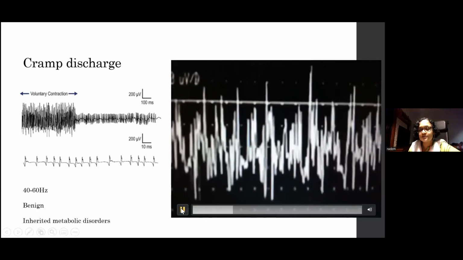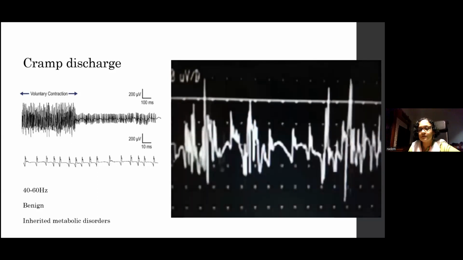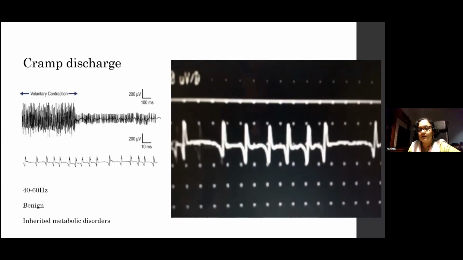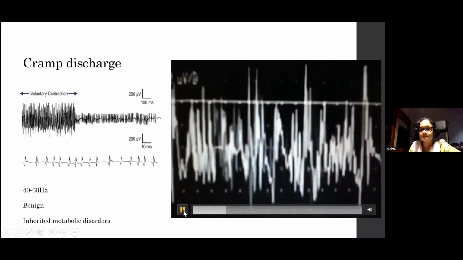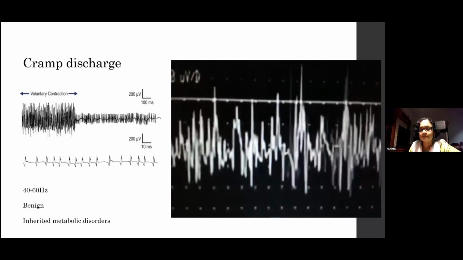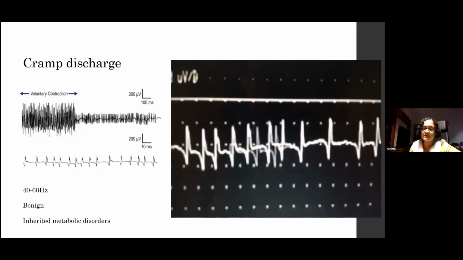So it's voluntary contraction. That's your cramp potential. Okay, let's try that again. Voluntary contraction. Cramp potential.